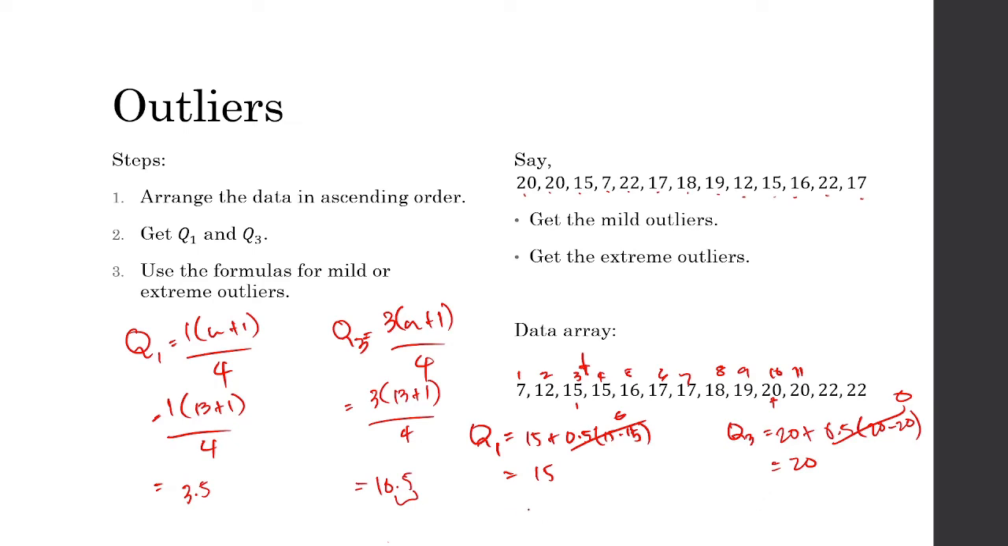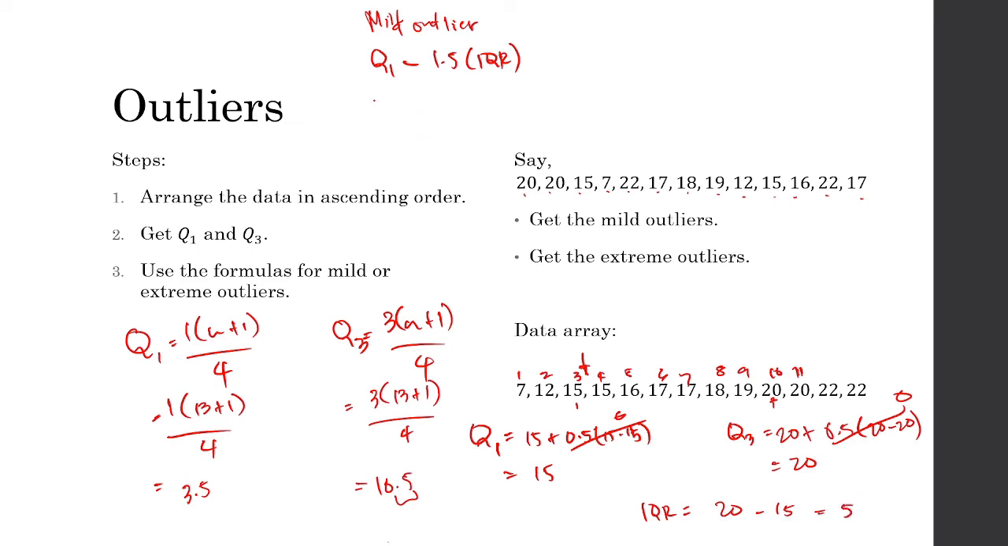So, simulan natin doon sa ating first quartile. So, para doon sa identification ng ating mild outliers, ang sabi nung sa definition natin, it must be the first quartile, less than the first quartile minus 1.5 of the IQR. Again, hindi pa natin na-compute yung IQR. So, IQR will be the third quartile, which is 20, minus 15, the first quartile, which is equal to 5.